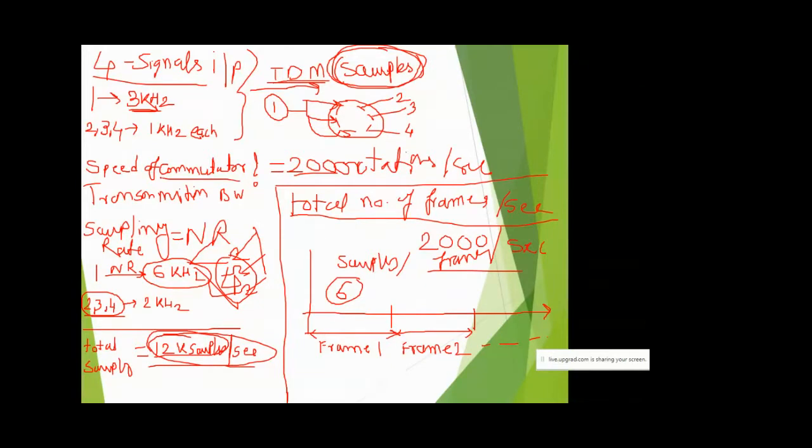After that, we have to calculate the transmission bandwidth. As it is not mentioned that we have to use PCM or anything else, we are simply keeping the samples here. The total number of samples generated is 12,000. So the bandwidth is equal to 12,000 divided by 2, that is 6 kilohertz. That is the final answer: 6 kilohertz bandwidth is required to transmit these four signals as a TDM signal. Have you understood this numerical?